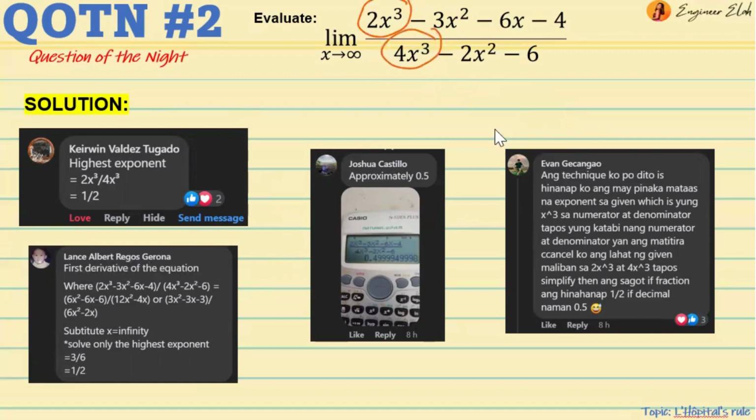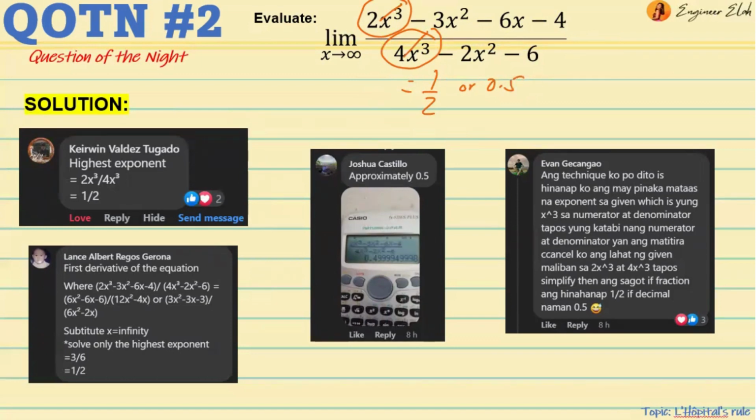Okay, so ang technique daw nila is hinahanap nila yung pinakamataas na exponent sa given, and then, sinusimplify na lang nila. Okay, so, pag sinimplify mo yan, no, lalabas is 2 over 4 or 1/2. Okay, or 0.5. So, lalabas pa din yung tamang sagot. So, that is applicable, guys, kapag algebraic yung ating function. However, if meron na tayong trigonometric function, for example, may numerator ka na sin x, ganyan. I think, yun, kailangan mo na talagang mag-differentiate, no, para makakuha mo yung limit.